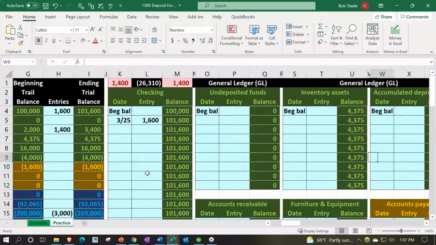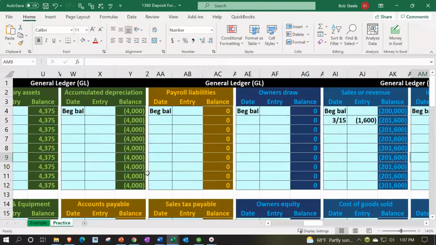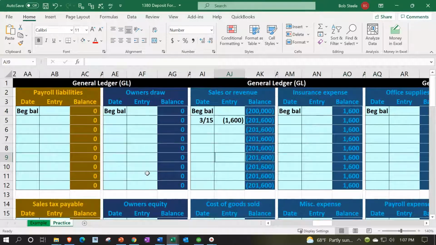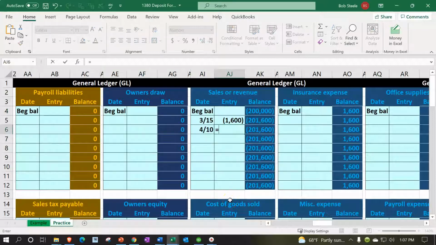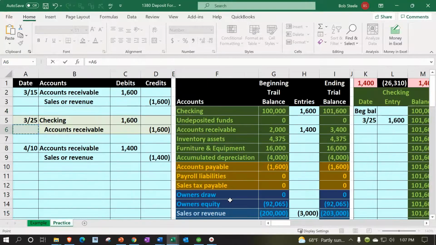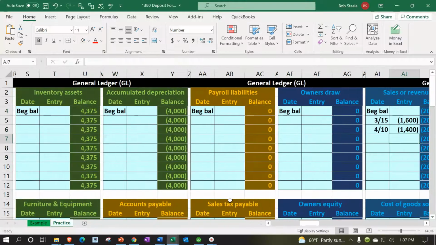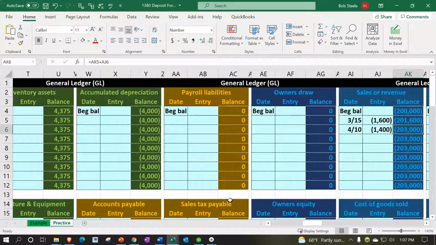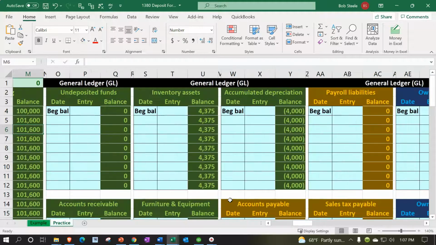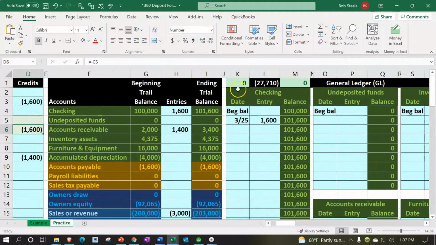GL in order: assets green, liabilities orange, equity dark blue, revenues over here in AI6. We're looking at 4/10. Is that what we were doing? 4/10, I think. So hopefully I got my dates right. This is going to be equal on AJ6, left to the wall. Boom, hits the wall. And then we're on that 1,400, enter. There it is, bringing it up to 2,003 on the sales. GL back in balance with the green zeros up top.